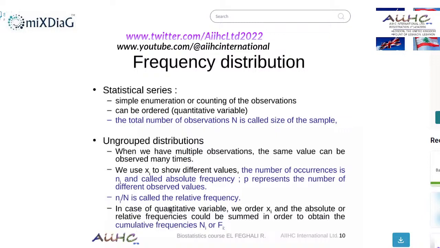In the case of a quantitative variable, we order x index i, and the absolute or relative frequencies can be summed in order to obtain the cumulative frequencies. So here I have some figures. Whenever you follow the e-learning modules with us, you will have the graphs. In fact, we'll begin by showing some graphs from the beginning, and how you calculate your absolute and relative frequencies. So it's just to divide, in fact.